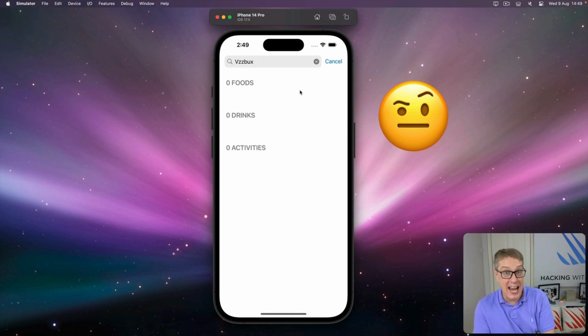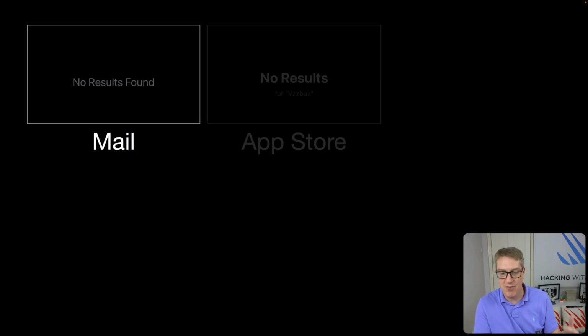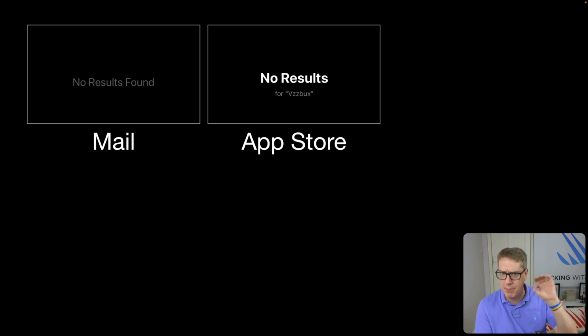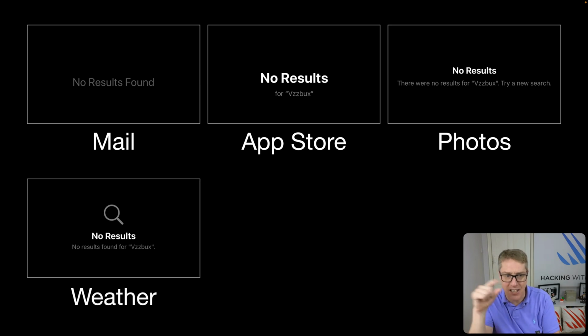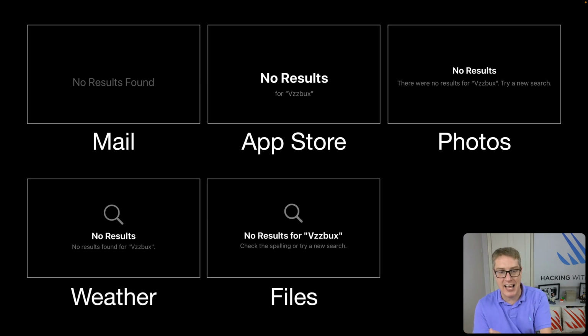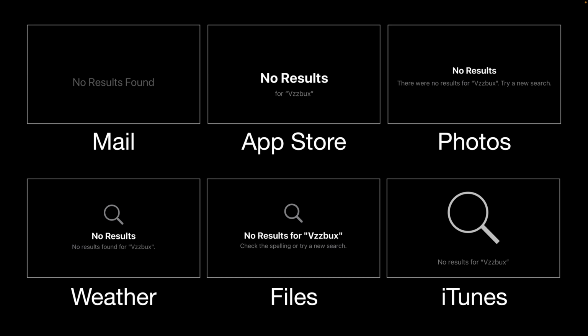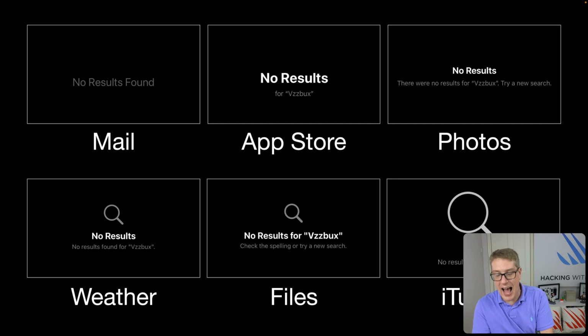If you asked the Mail app for an unknown search, it would say no results found in grey text. If you asked the App Store, it would say no results in a big bold white text, your search term below. If you asked Photos, it would say no results for your search text, try a new search. If you asked the Weather app, you get a little icon, no results. If you asked the Files app, it would say check the spelling or try a new search. And if you asked iTunes, you get a huge icon with no results for your search term. So simply, Apple had no standard way of saying, sorry, I didn't get that, try again.